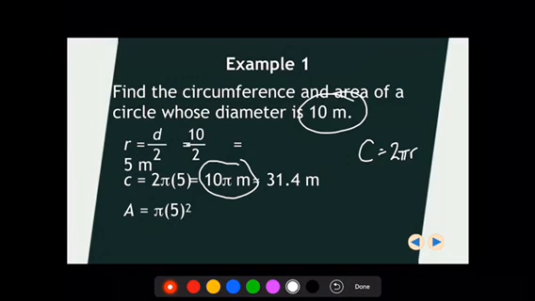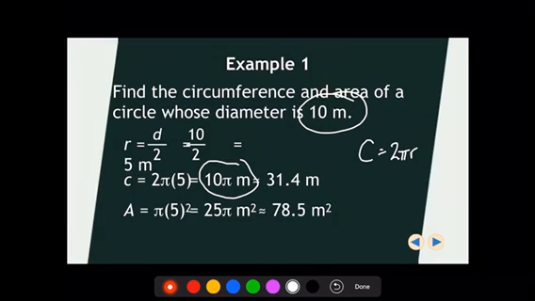Area of that same circle is pi r squared. The radius was 5, so we square it, and we're going to get 25 pi. That answer is sufficient. If you want to calculate it out, feel free to. 25 times 3.14 will give you approximately 78.5.